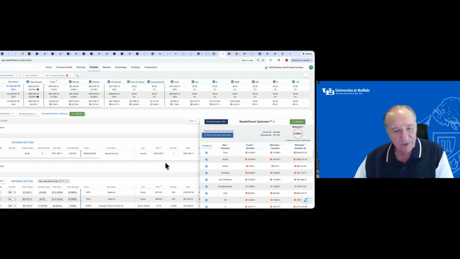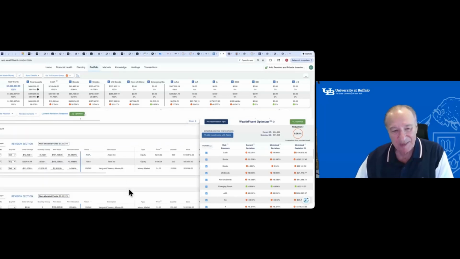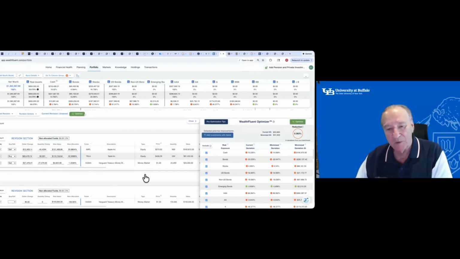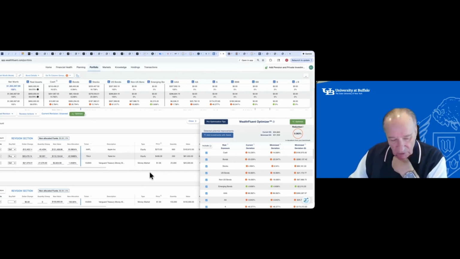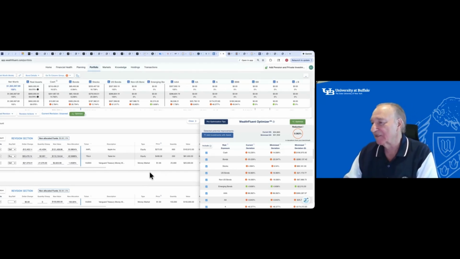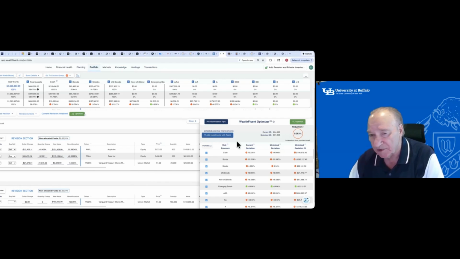In stocks, we know already is pretty bad because there's only 2 stocks in the portfolio. Very poorly diversified, both in the high growth, large cap sector. So none of the other sectors are represented where you can get some diversification.